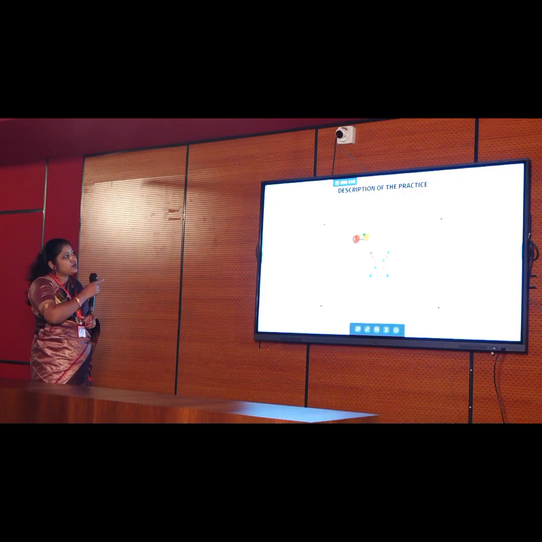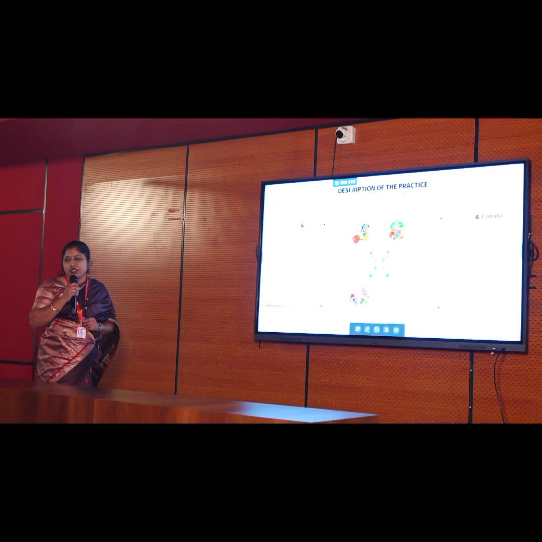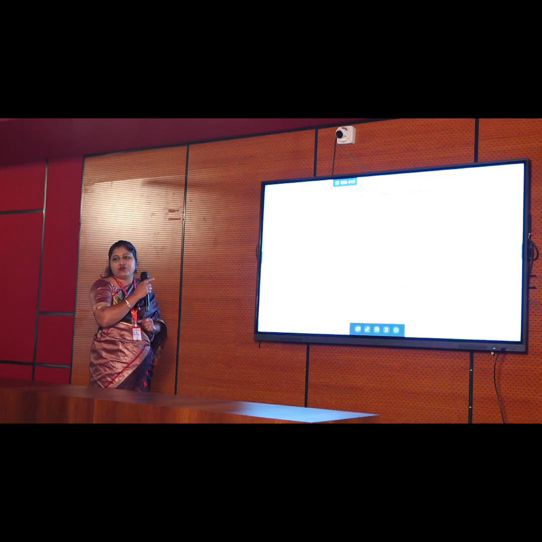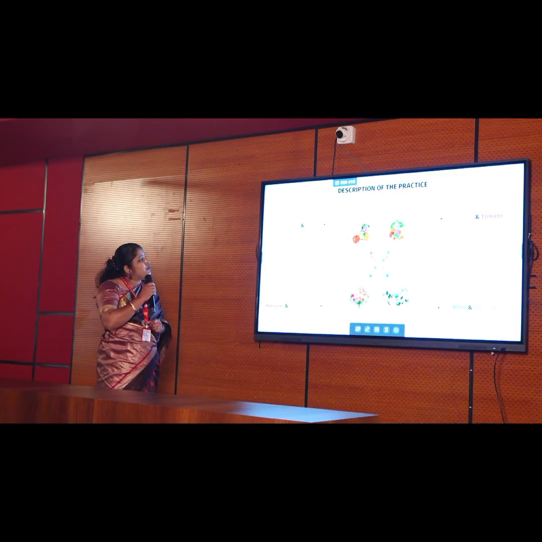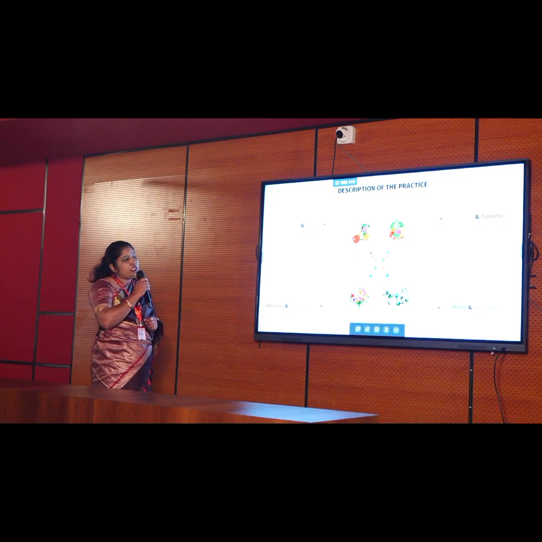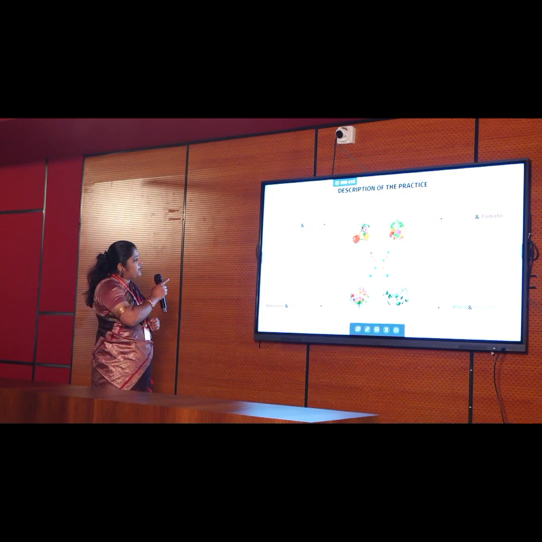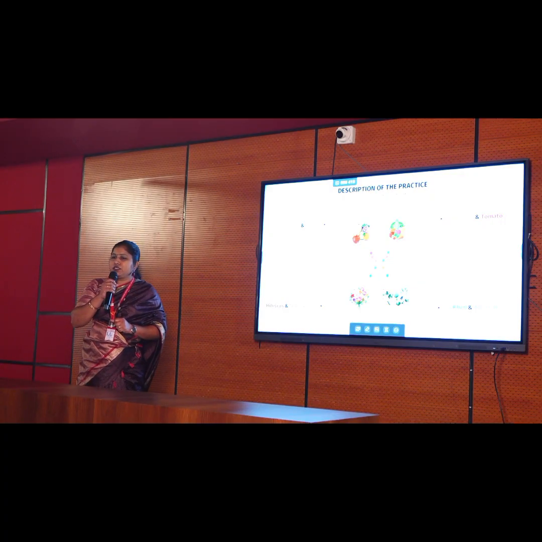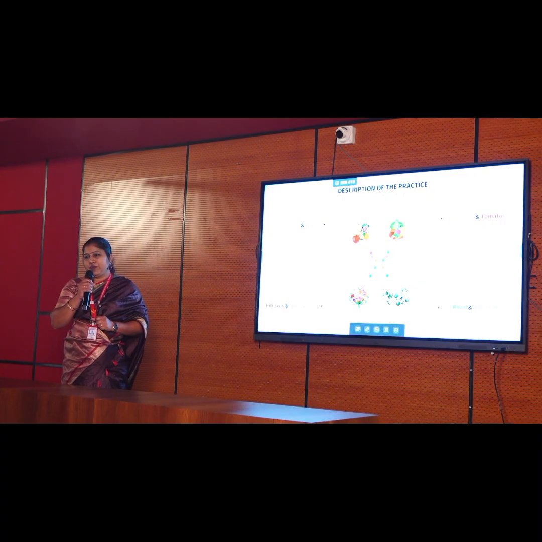Next. This is the description of the practice that we have followed. We have used different plant samples like fruits, vegetables, leaves, and flowers, two of each. For fruits, I have used banana and orange. For vegetables, potato and tomato. For leaves, rio leaf and spinach leaf. And hibiscus and marigold as the flowers. From all these 8 samples, we have extracted the DNA in our school.